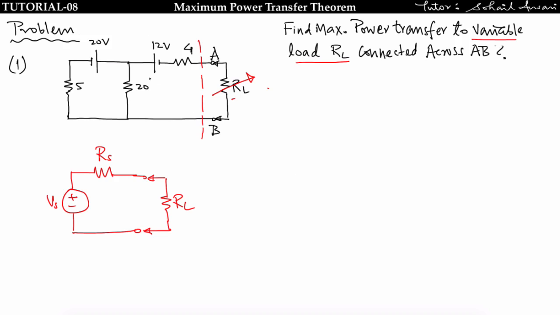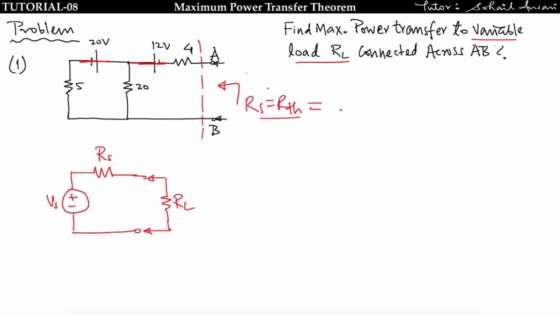Since this circuit consists of two independent sources and there are no dependent sources present, that means we will find Vth and Rth directly. So let us find Rth first. For finding the Rth, what we have to do? We have to disconnect the load resistance and find the Rth across the AB terminal. That will give you the Thevenin resistance by short circuiting the voltage source and open circuiting the current source. So these two voltage sources are short circuited.